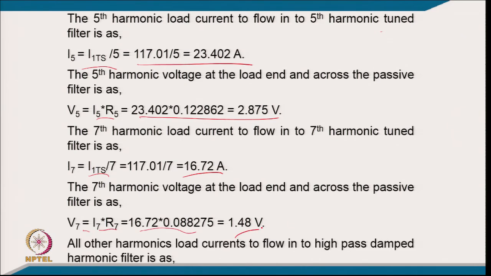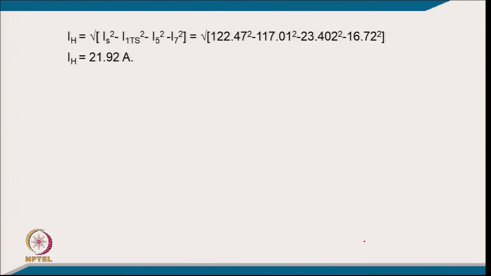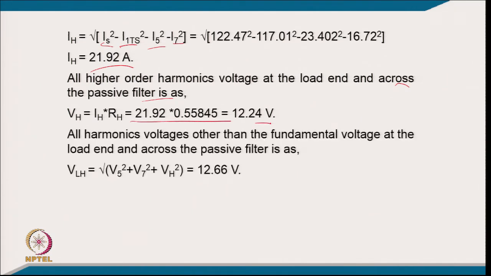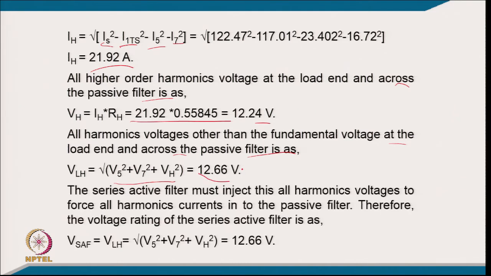Putting the value it comes 1.48 volt, and all other harmonic load current flows into the high pass damped filter, so calculating that, IS square minus fundamental square minus I7 square. So, we get the value of 21.92, and all other harmonic voltage at the load and across the passive filter, putting the value it comes 12.24 volt, and all the harmonic voltage other than the fundamental voltage at the load and across the passive filter we calculate from the 5th harmonic, 7th harmonic and all higher harmonics. So, putting the value it comes 12.66 volt, and the series active filter must inject all these harmonic voltages to force all harmonic currents into the passive filter.